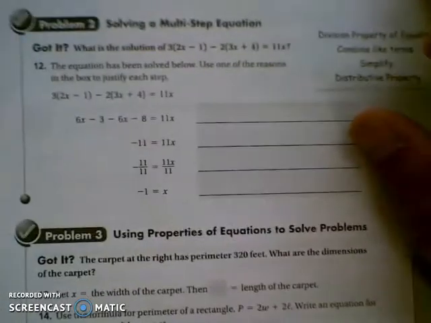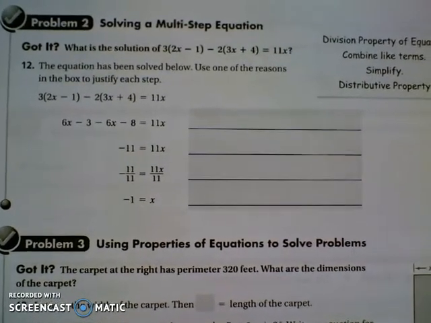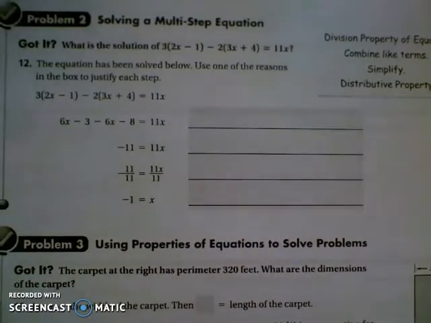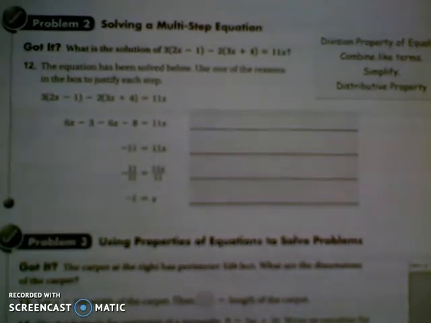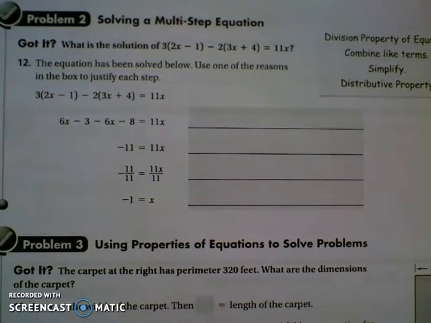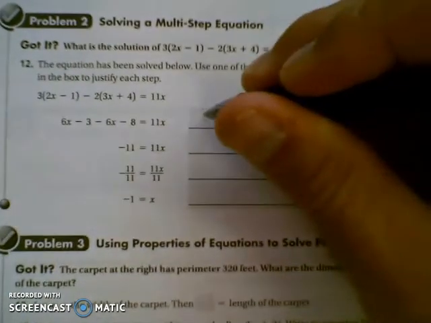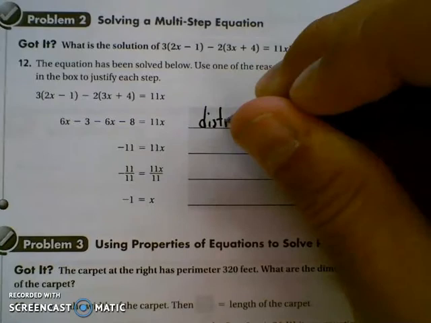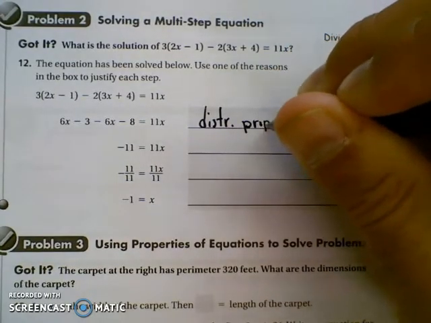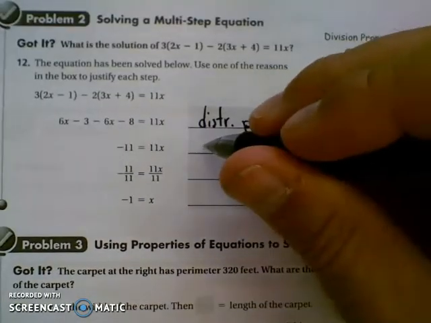Couple others, turn the page again. Solving a multi-step equation. Okay, this is just some hogwash, but this is how you do this. You're going to use the distributive property. This is combining like terms.